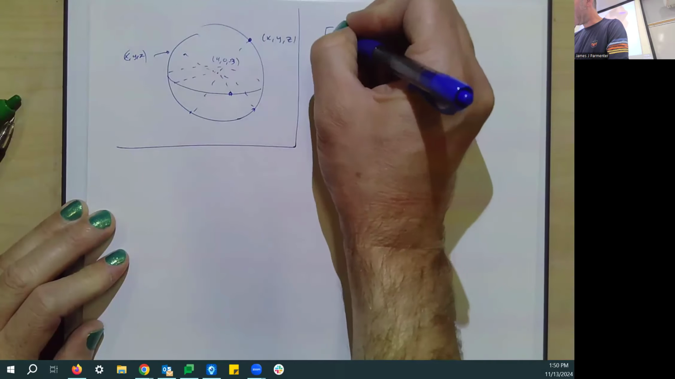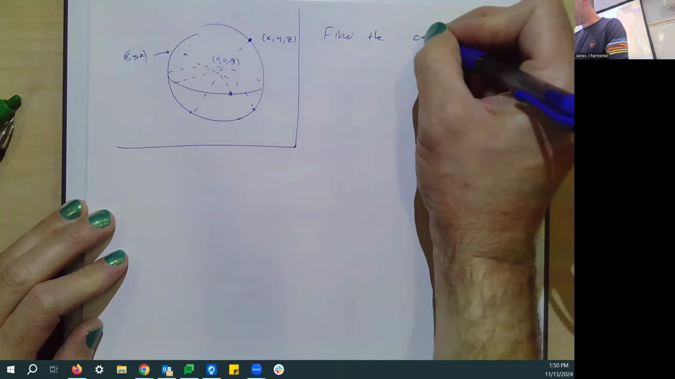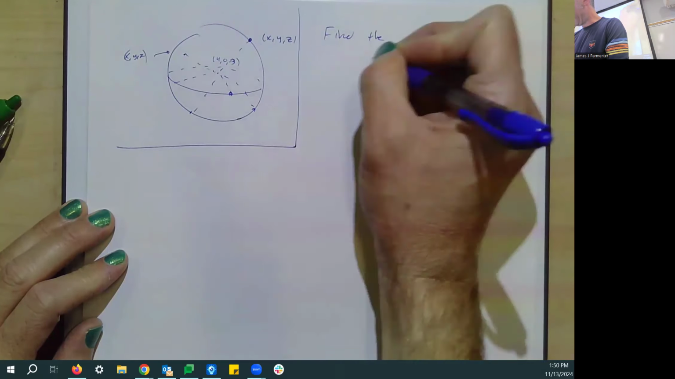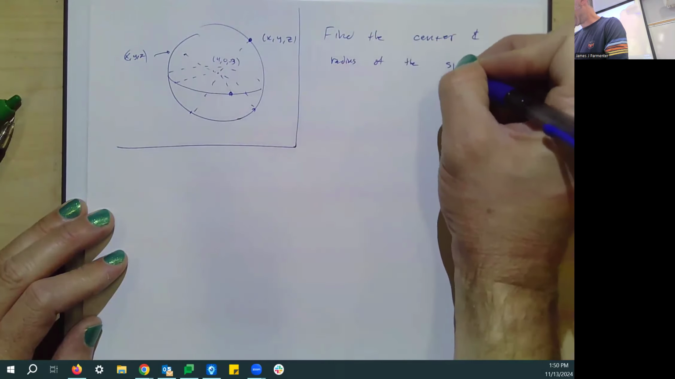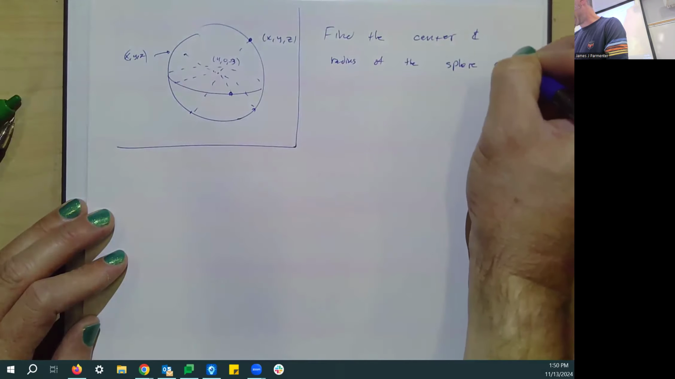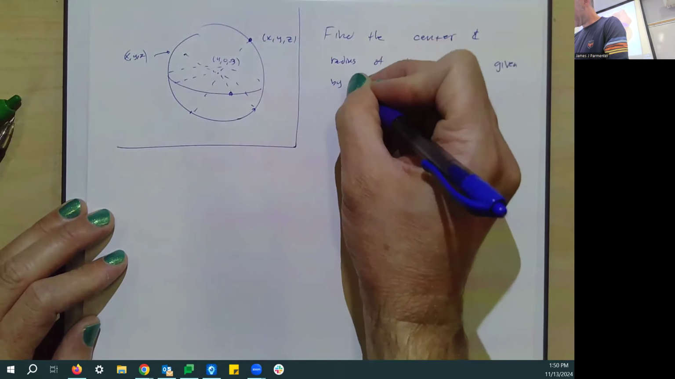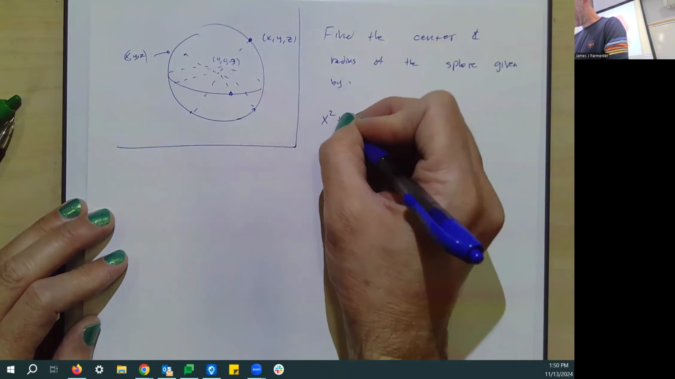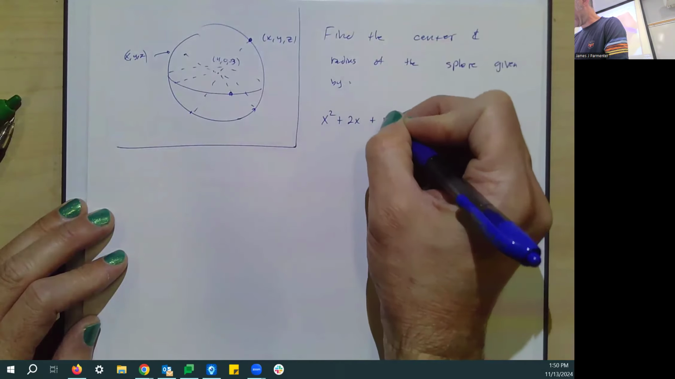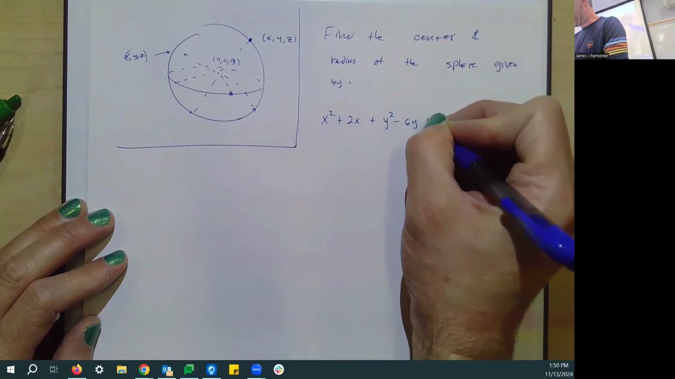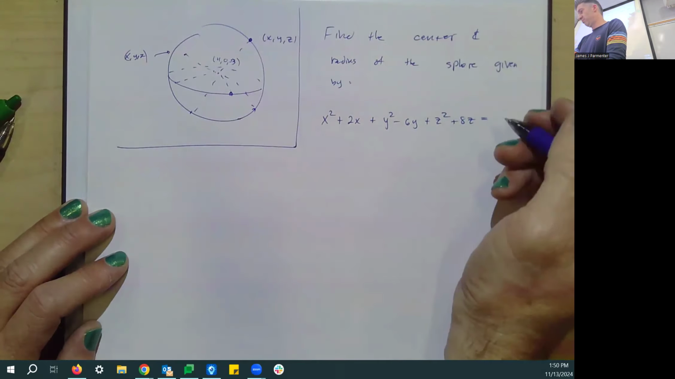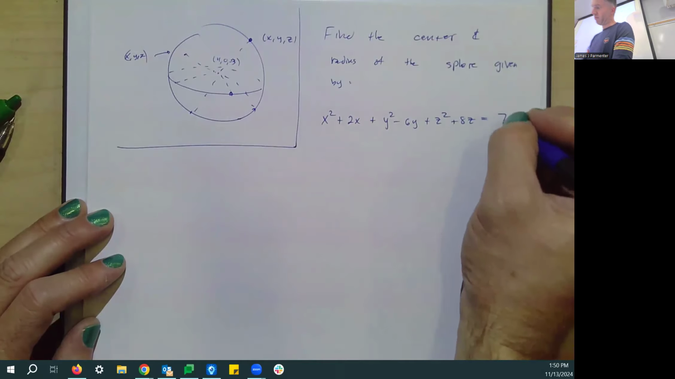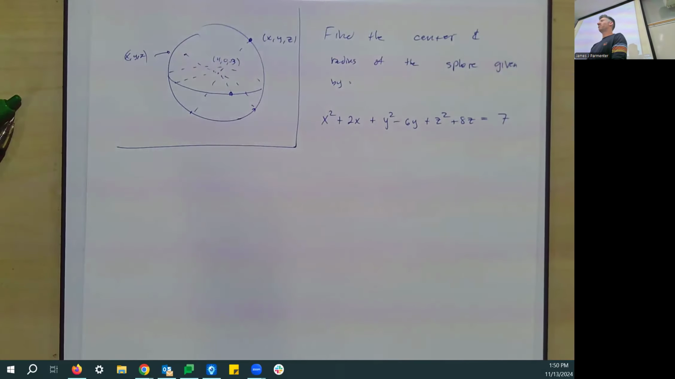Then find the center and radius of the following sphere, given by the equation x squared plus 2x plus y squared minus 6y plus z squared plus 8z equals 7. The radius is not the square root of 7.